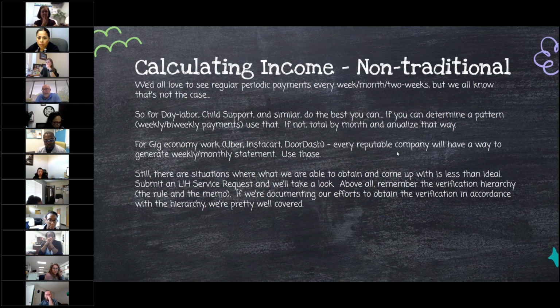There are definitely cases where it's not that simple. We'd love for them all to be, but we run into things like child support, I think especially. There's also some folks who work day labor jobs where it's not necessarily consistent how often they're paid or how much they're paid. For those, we just really want to do as best as we can. If you can determine a pattern, like every week or bi-weekly, then that's what we go with. Otherwise, we'll just total up what we have for a month or a week, whatever works out, and then annualize it that way.